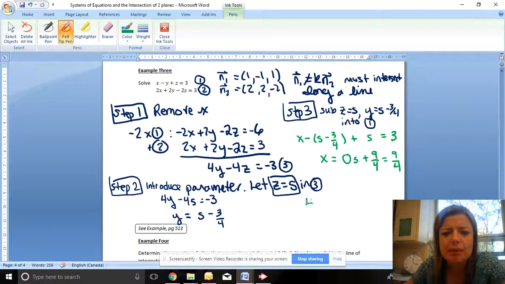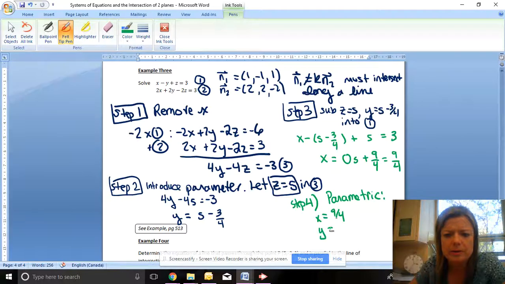So then step 4 here is to write the parametric equation. So we get x equals 9/4, y equals s minus 3/4, and z equals s, where s is the parameter.